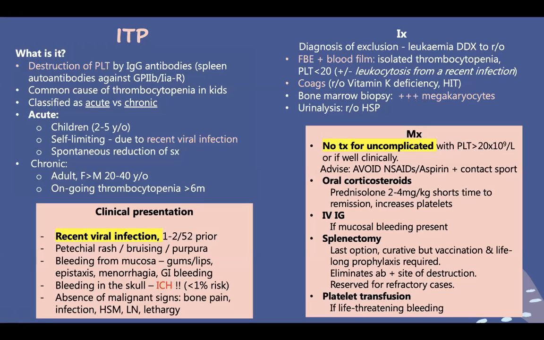You can do coags to rule out other conditions because this is really a diagnosis of exclusion. And if you did a bone marrow biopsy because you were suspicious of ALL, you might find megakaryocytes hyperproliferating to make up for the lack of platelets. Urinalysis to rule out HSP, you can consider that. No treatment if it's uncomplicated.